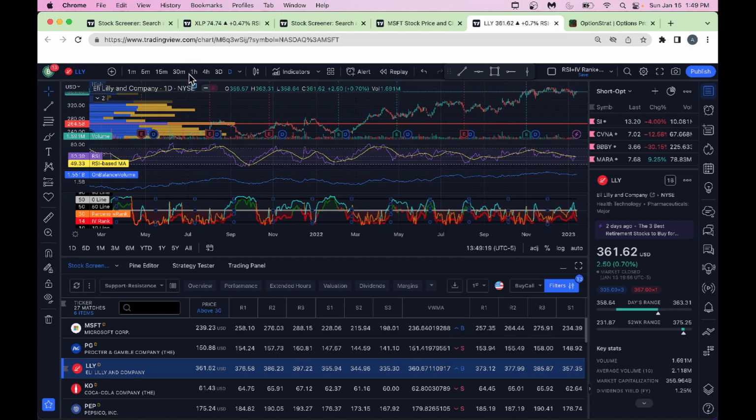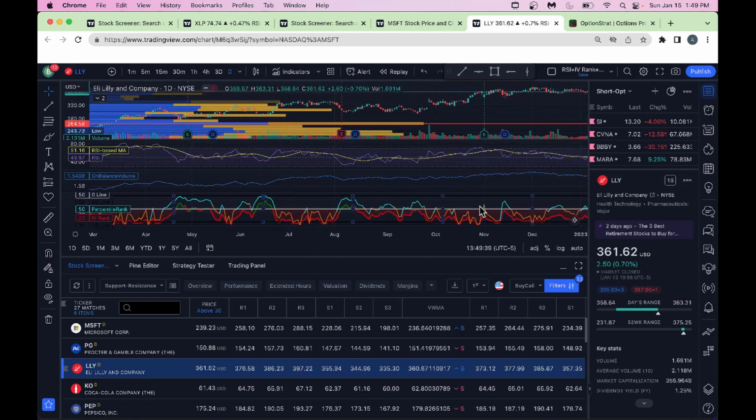On-balance volume is going higher, a good indication. RSI is coming down, telling you the stock price is coming down slightly. And now it's inching up, as you can see here. So this is how you select the best stocks to buy call options using Tradingview.